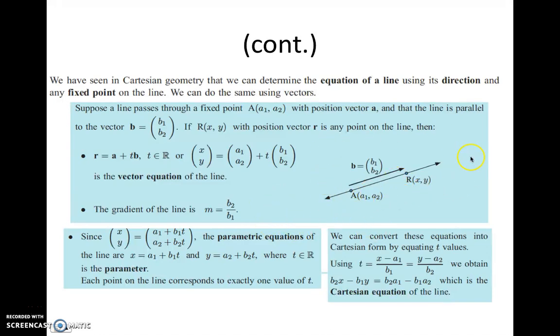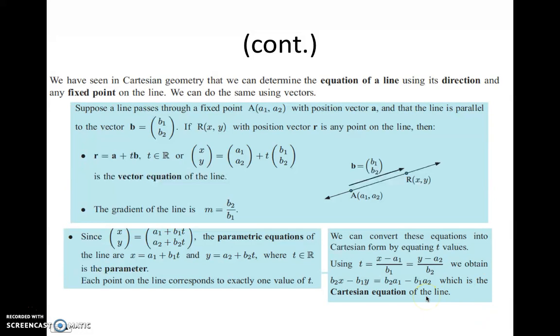And you can see it represented here. Since (x, y) is equal to (a1 + b1t, a2 + b2t), the parametric equations of the line are x is equal to a1 plus b1t, and y is equal to a2 plus b2t, where t is included in R and is the parameter. So t, or k, or whatever you would like to call it, is the parameter. Each point on the line corresponds exactly to one value of t.